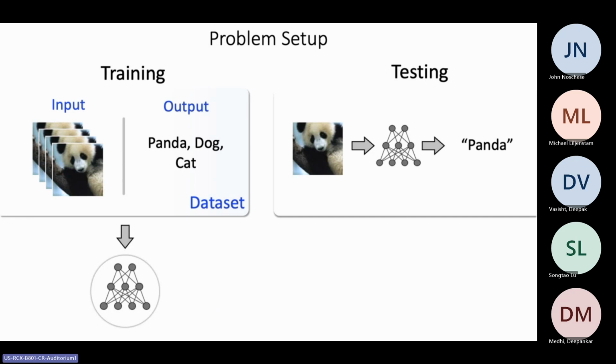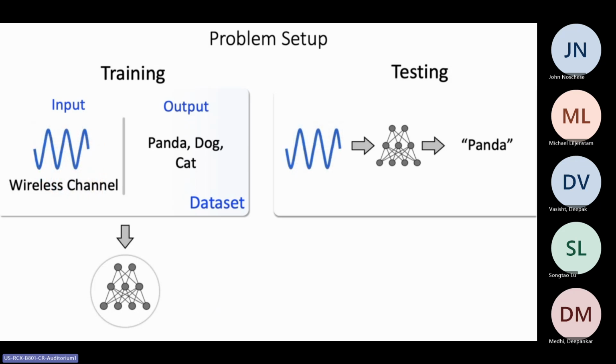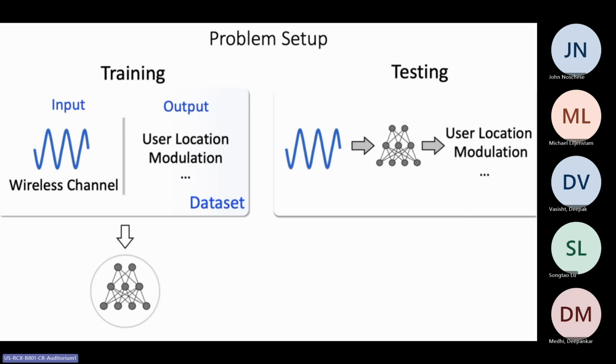So in the wireless case, it's kind of similar. In the training stage, you take some wireless signals, say the wireless channel, and you have some output, say location, modulation, and so on and so forth. And then you train a neural network to take these signals and predict the modulation or the location. And at the test stage, you take a new signal and you want the output.